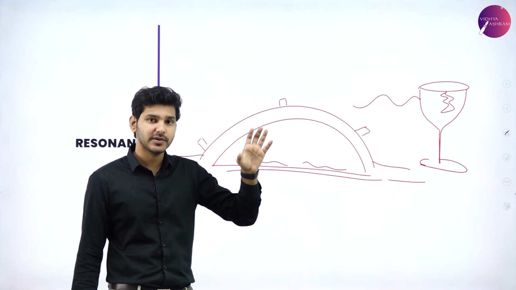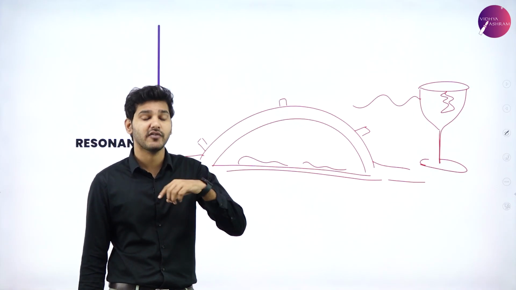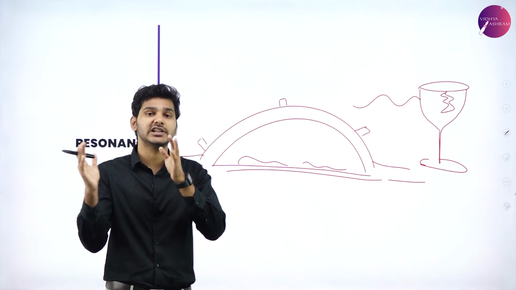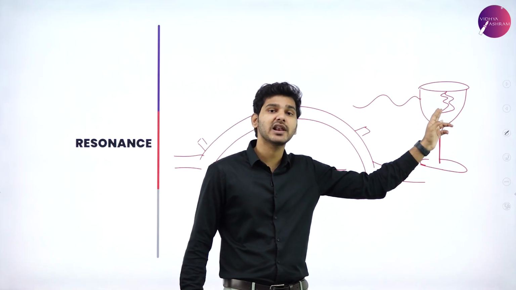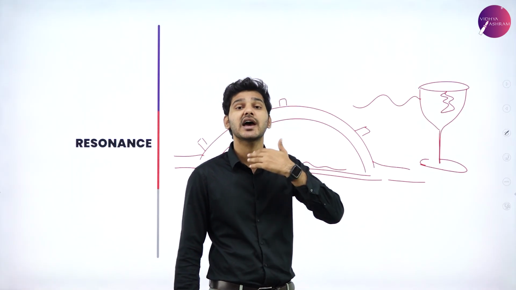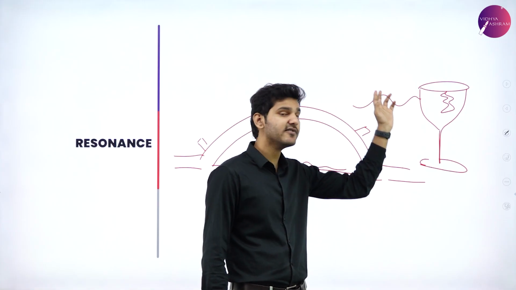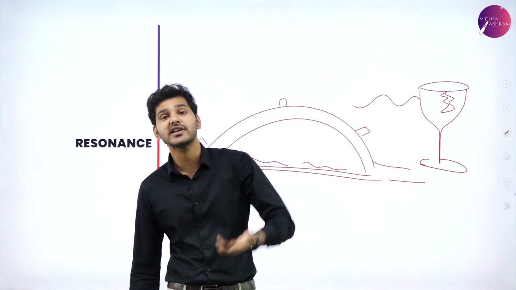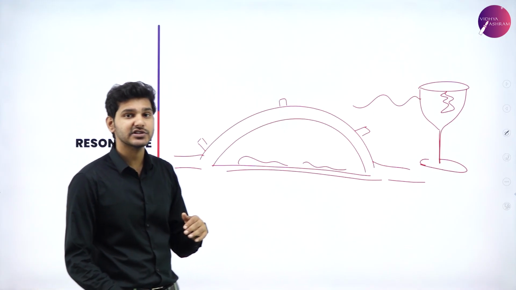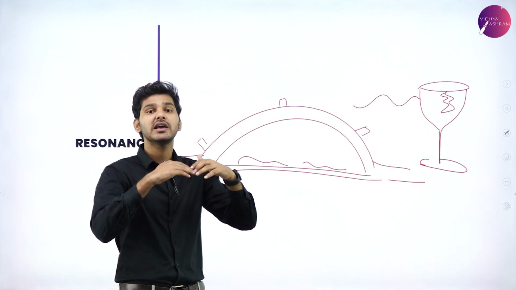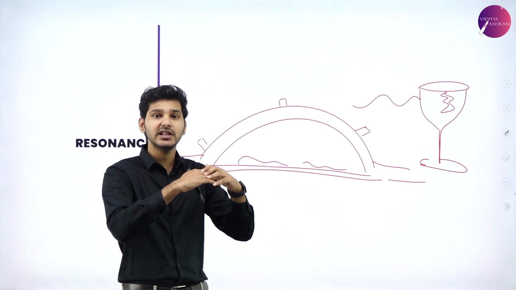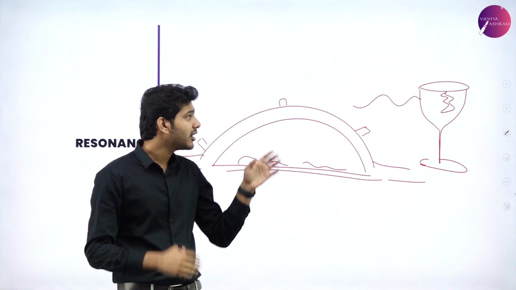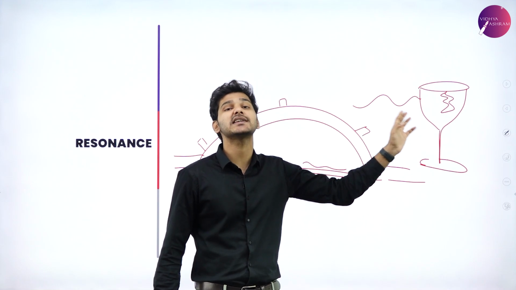When that natural vibration is equal to the vibrations we produce externally, then both of them will start to oscillate. Meaning this glass will have a natural frequency. When the external sound wave hits this glass at its natural frequency, both of these waves will interfere and they will start to oscillate with maximum amplitude, or simply both of them will be in resonance.